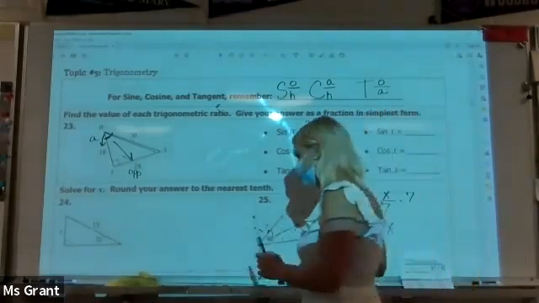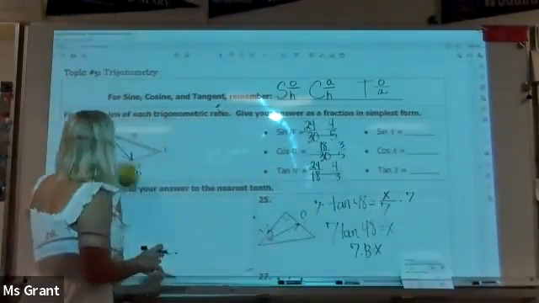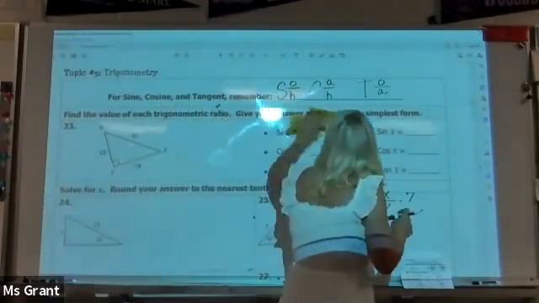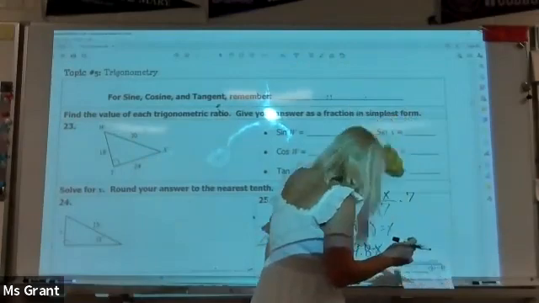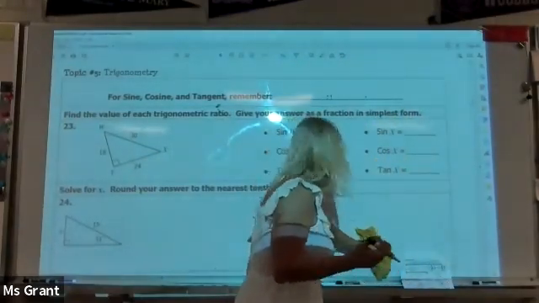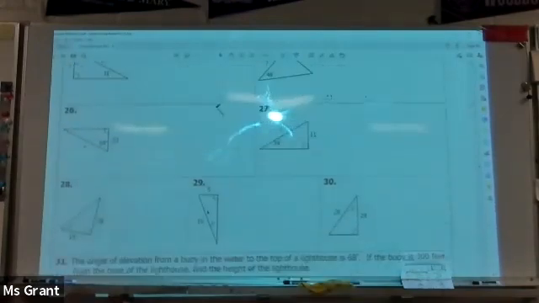So that's 25. I'm scrolling. Trigonometry is something that you're going to use all the way until your senior year. It's in every single class. Next year in Algebra 2, and then you'll have it in pre-calculus, and then you'll have it in calculus.